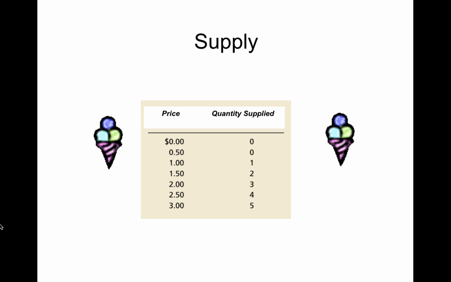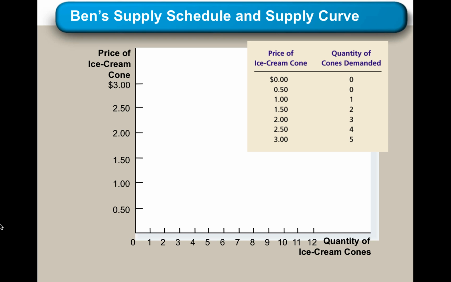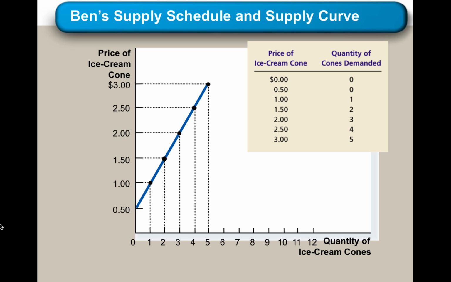And again, here's a supply schedule. You can just see that this person would be willing to sell 0 ice cream cones for 0 cents or 50 cents, but would be willing to sell 5 ice cream cones if that person is able to get $3 for each one. So that's just a supply schedule. And you can graph that supply schedule as it is there in the corner. At $1, I'm willing to supply 1, $1.50 2, $2.00 3, $2.50 4, $3.00 5. This is fun. There's my supply curve.